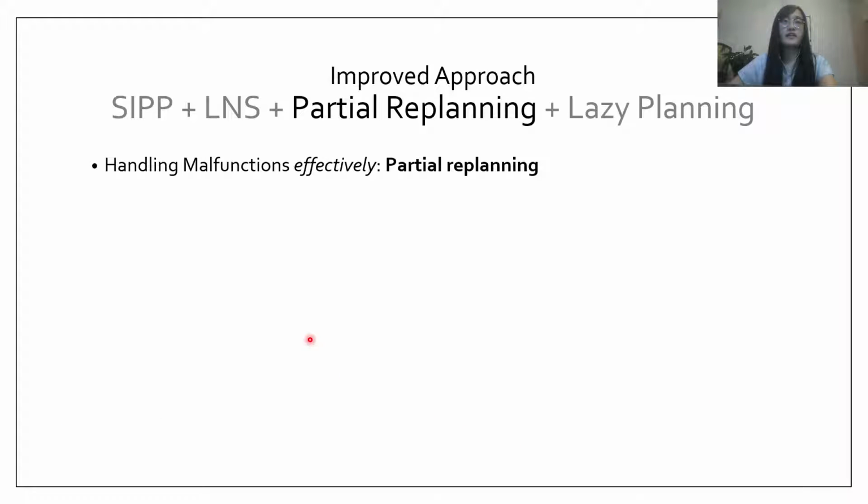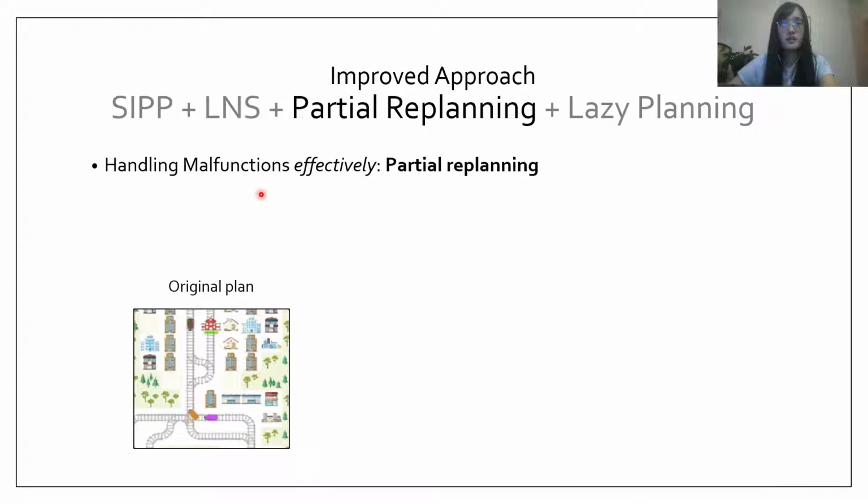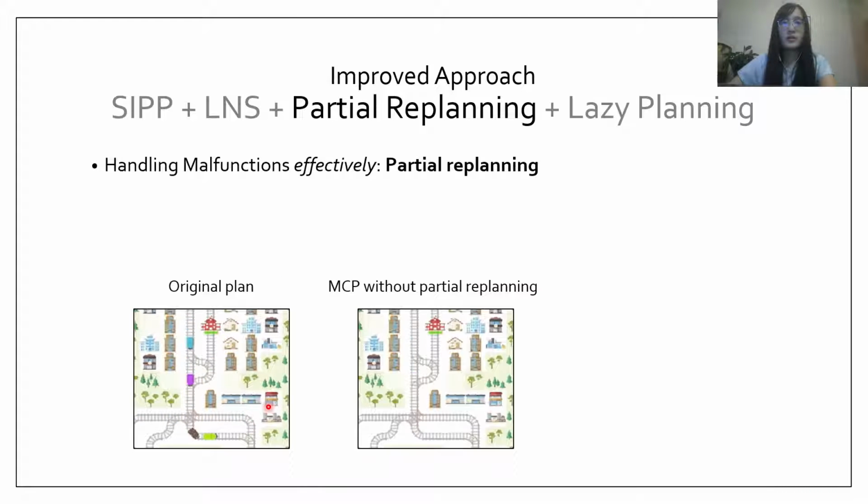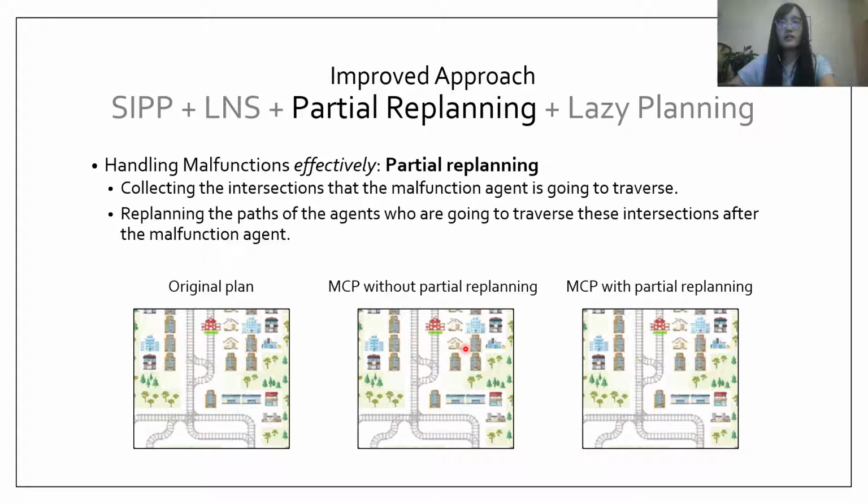The third improvement is about handling malfunctions more effectively. Previously, we have introduced MCP. So in this example, because of MCP, when the yellow agent is delayed, it will also delay these three agents. However, these delays are not necessary, because when the yellow agent is delayed, we can actually let these agents move through this intersection without deadlocks and without colliding with others.